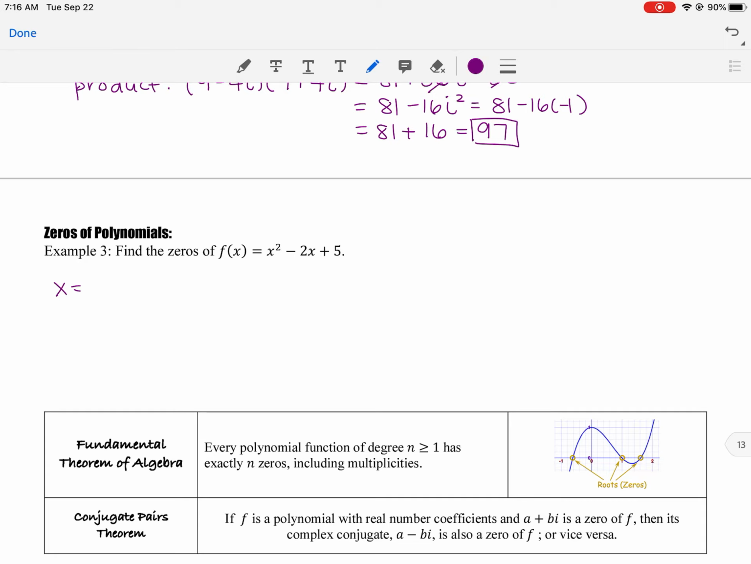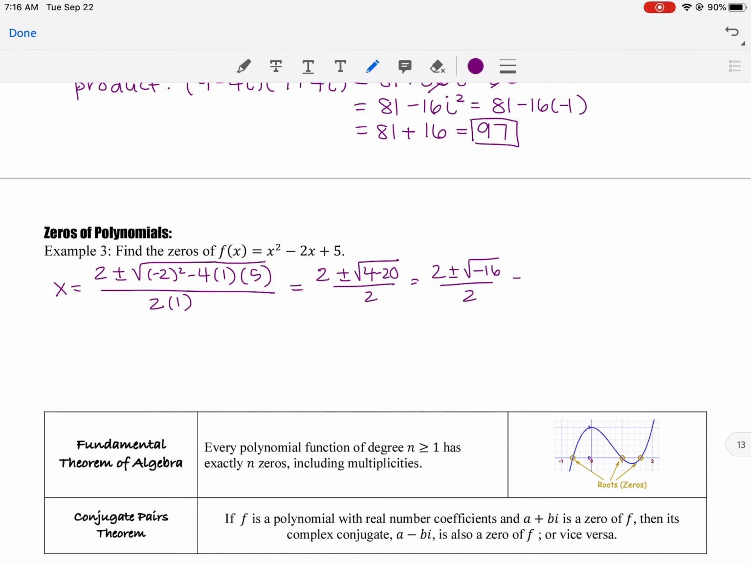So x equals negative b, which in this case is negative 2, so a negative of a negative 2 is positive 2, plus or minus the square root of negative 2 squared, minus 4 times a, which is 1, times c, which is 5, all divided by 2 times a, which is 1. So we get 2 plus or minus, negative 2 squared is 4. 4 times 1 times 5 is 20, so we get 4 minus 20, right? All over 2, so we get 2 plus or minus the square root of negative 16 over 2. So we've got 2 plus or minus the square root of negative 16, which is 4i, all over 2.